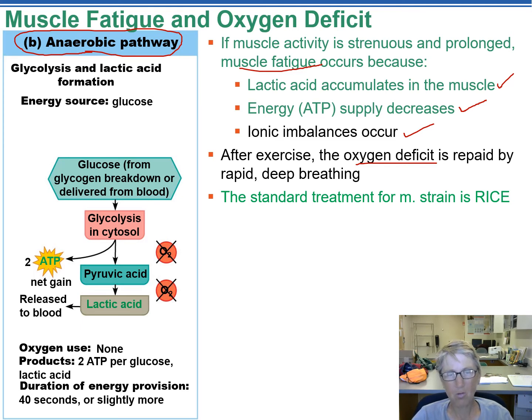And if you exercise too hard and you get a muscle strain, the standard treatment is RICE. You guys probably know this. R is rest, ice for I, compression of the sore muscle for C, and then elevation of the sore muscle. So that's the standard treatment for muscle strain.